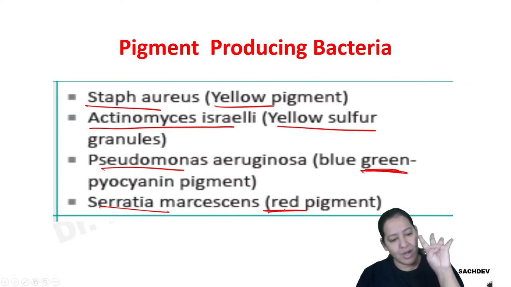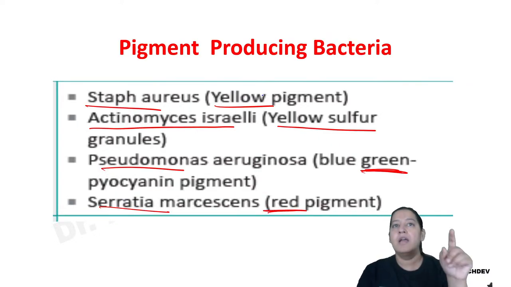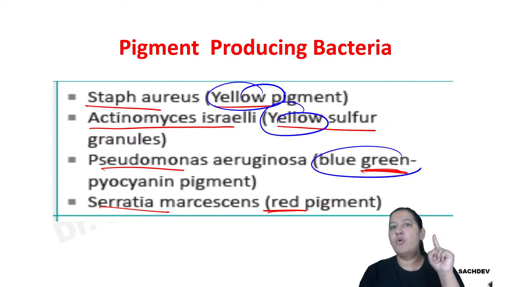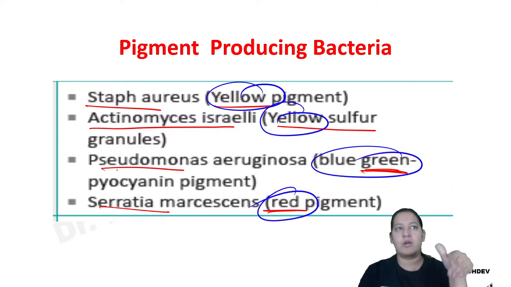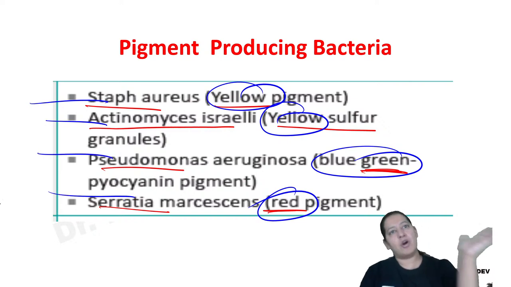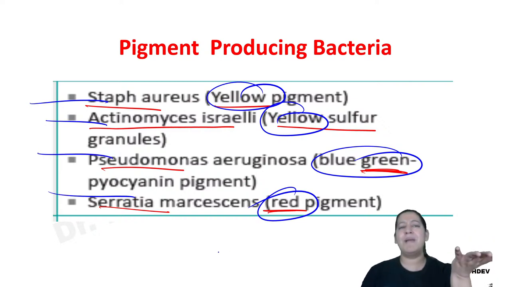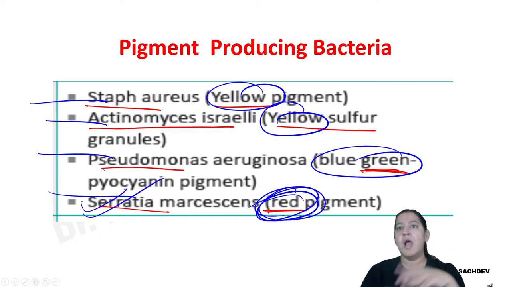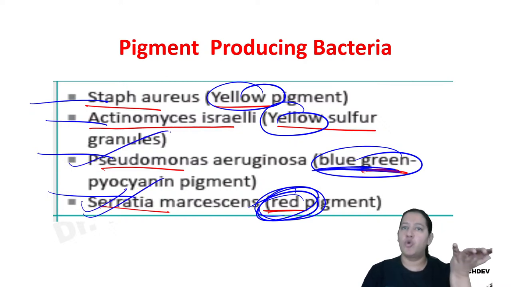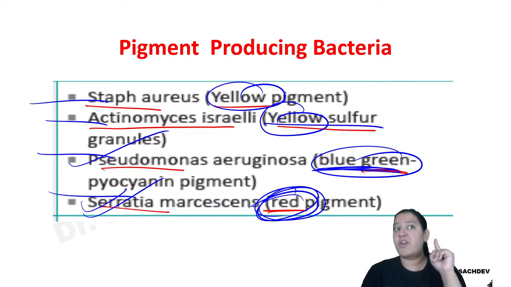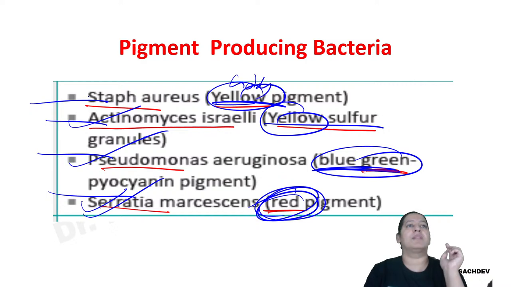red color pigment. So learn the four colors first: yellow color, blue-green color or red color. And learn the four corresponding bacteria, कौन सा color का pigment बनाता है. So it is a simple MCQ कि red color का pigment कौन बनाता है. चार options आ जाएंगे. Answer is Serratia. Blue-green color का pigment कौन बनाता है? It is Pseudomonas. Yellow sulfur granules कौन बनाता है? Actinomyces. और golden yellow color colonies कौन बनाता है? It is Staphylococcus.